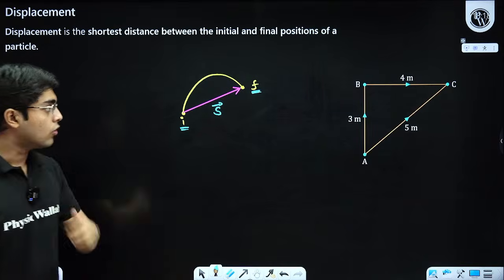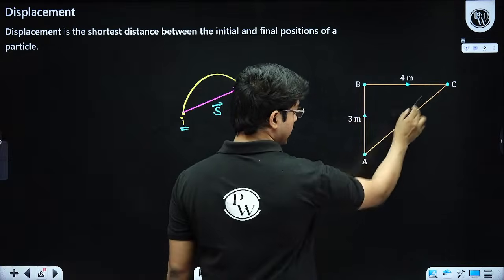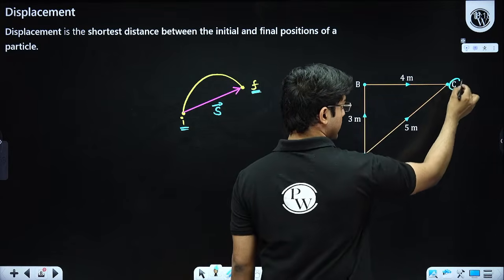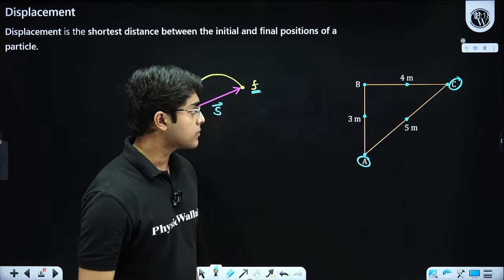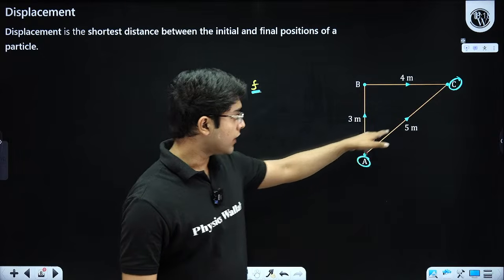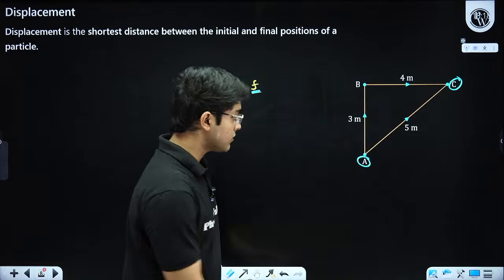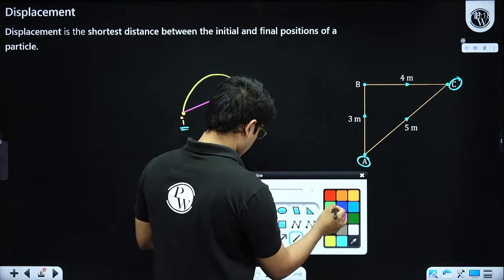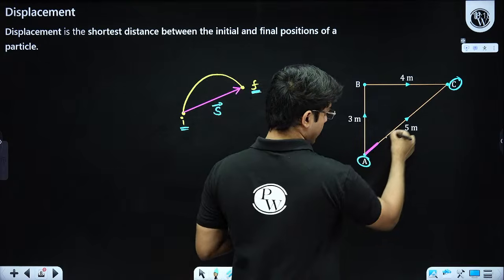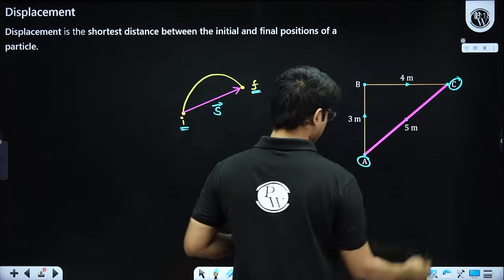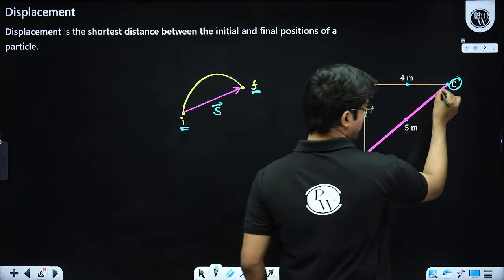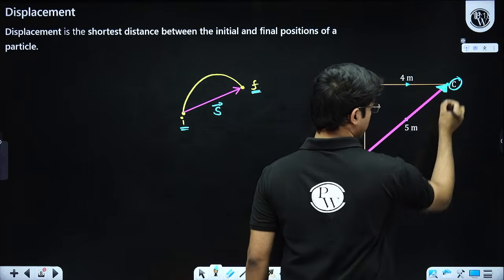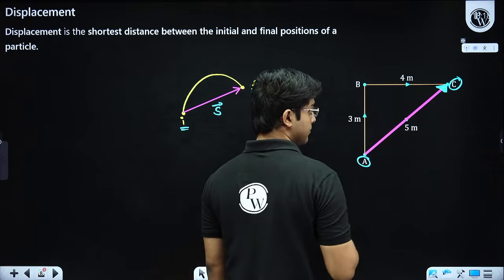Okay. So in this example, the starting point was A and the ending point was C, right? So what will be displacement here? It is simply a line joining A to C, okay, which is basically the hypotenuse itself in this right triangle. So I'll mark it like this, okay. Now, displacement is a vector, so I'll also put the arrow, okay. So this is the displacement vector AC.